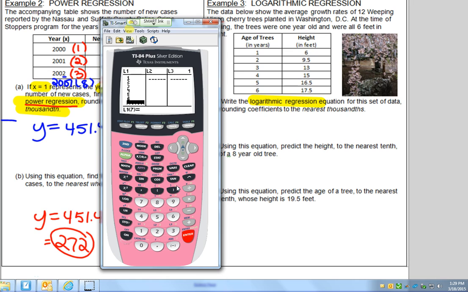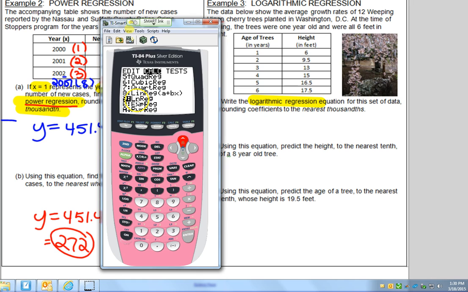Okay, 1 to 6, and then the Y column. Okay, so going back to my stats, going to my calculations, I now have to do the logarithmic regression. On the 84, or on the Inspire, it actually says logarithmic. On the 84, you have to know that logarithmic is the ln version.